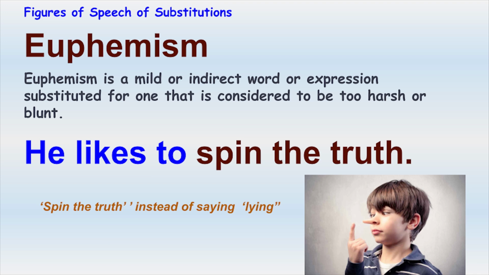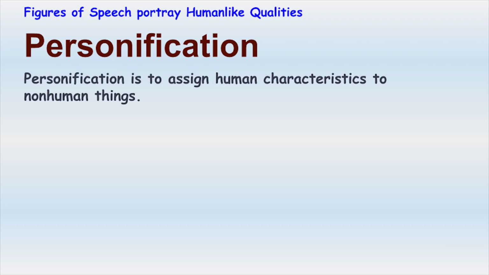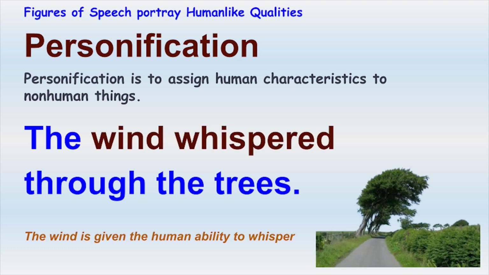Our next figure of speech is personification, and this is a figure of speech that portrays human-like qualities. So personification is to assign human characteristics to non-human things. For example, "The wind whispered through the trees." In this sentence, the wind is given the human ability to whisper, suggesting a gentle, soft movement of the wind through the trees.